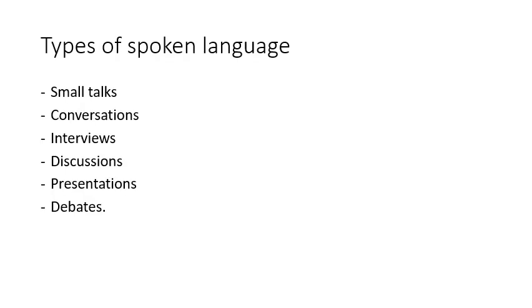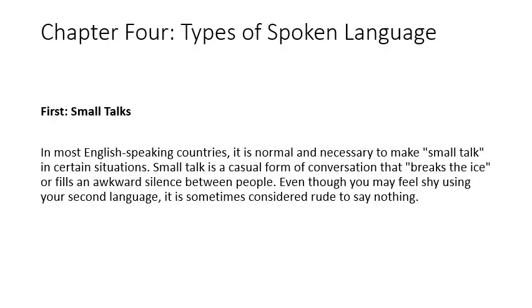Okay, in this part of the course we're going to learn about some types of spoken language, and these include small talks, conversations, interviews, discussions, presentations, and debates. Okay, so let's start with small talks. So, what is a small talk? Well, a small talk is a casual form of conversation that breaks the ice or fills an awkward silence between people. So, it's a casual form of conversation, very brief, very simple, and also short.